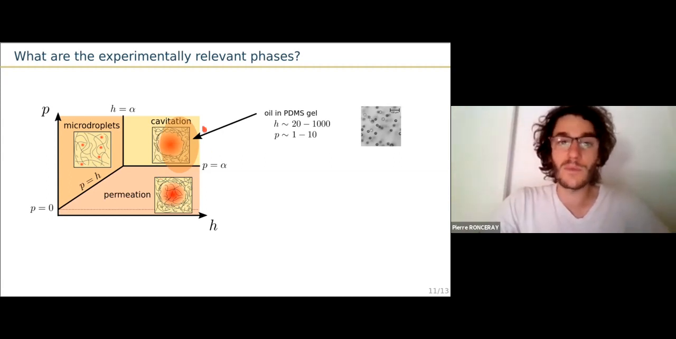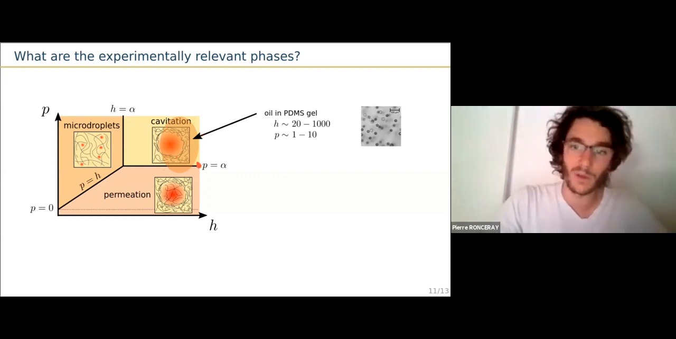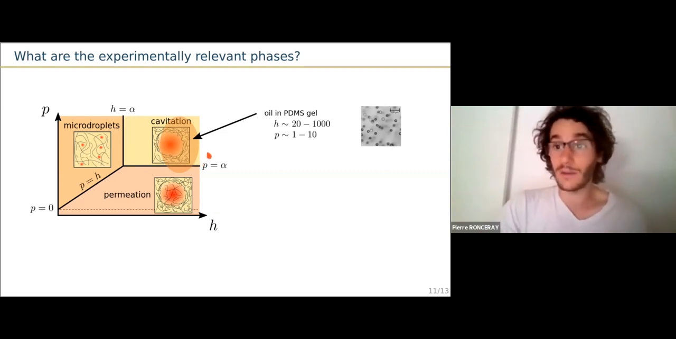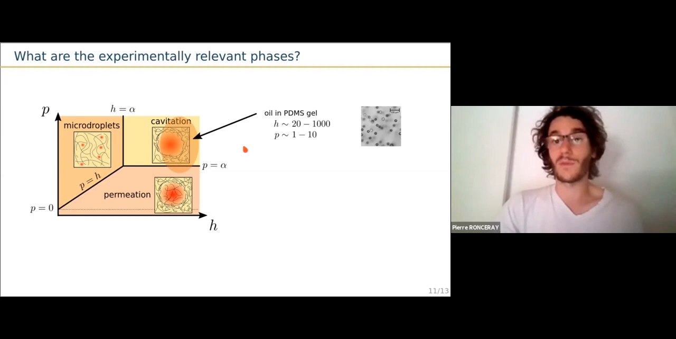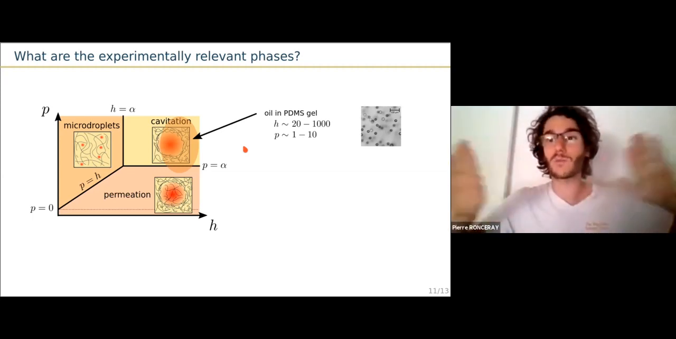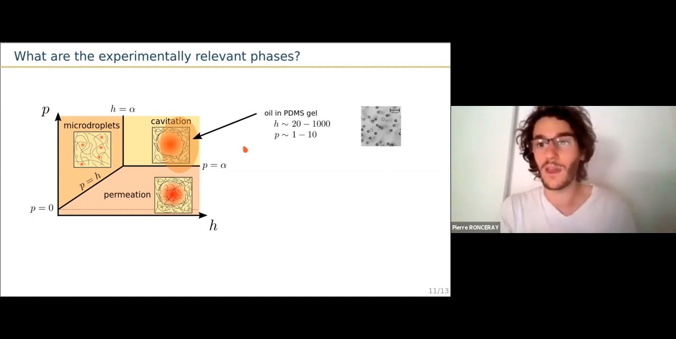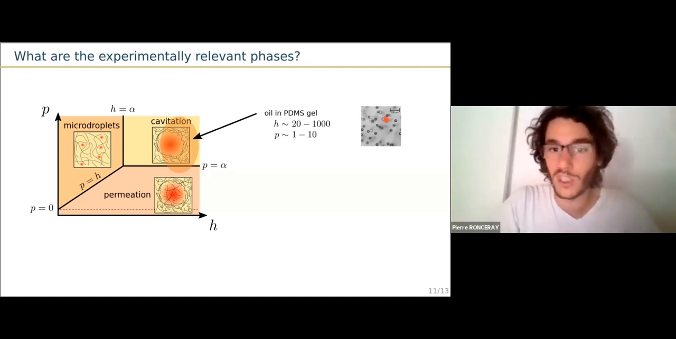So the relevant regime is overwhelmingly likely the cavitation regime, and maybe permeation might be accessible in some cases. And indeed, what they observe in their experiments is that the droplets cavitate. They become much, much larger than the mesh size. The mesh size of these networks is about 5 to 10 nanometers, while the droplets that they observe grow up to tens of microns. So they're really in the cavitated regime.